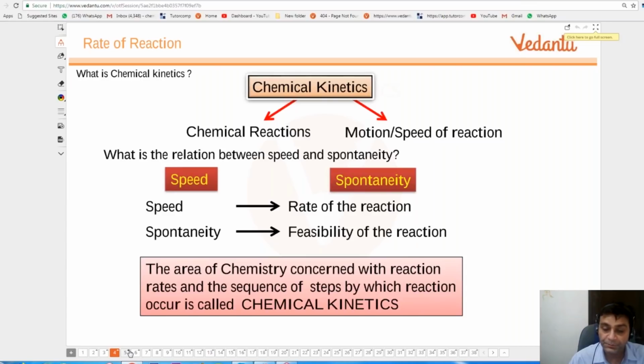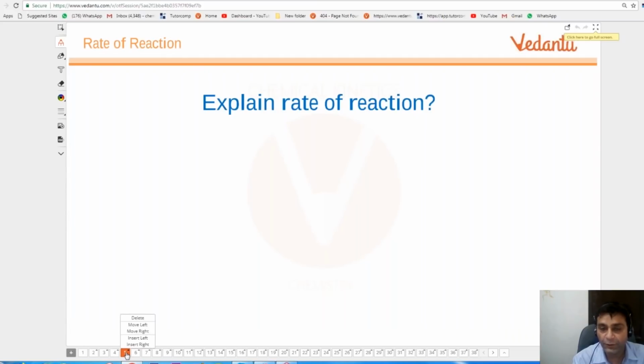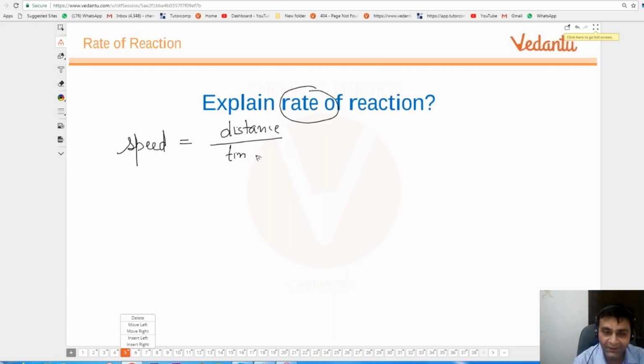Till now, any doubt? Everything is clear. So how do you explain the rate of reaction, or we can say the speed of reaction? If I had been teaching you physics, then I would simply have told you speed is equal to distance upon time taken, right? I hope I'm right in this formula. Being a person of chemistry, I'm writing some physics.